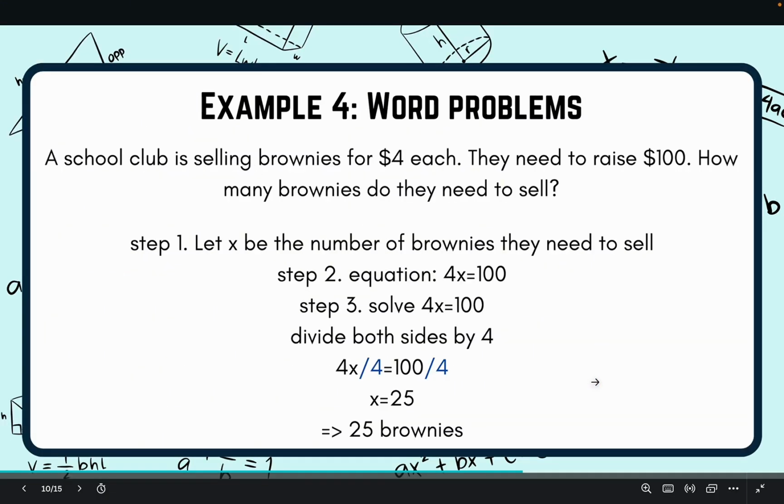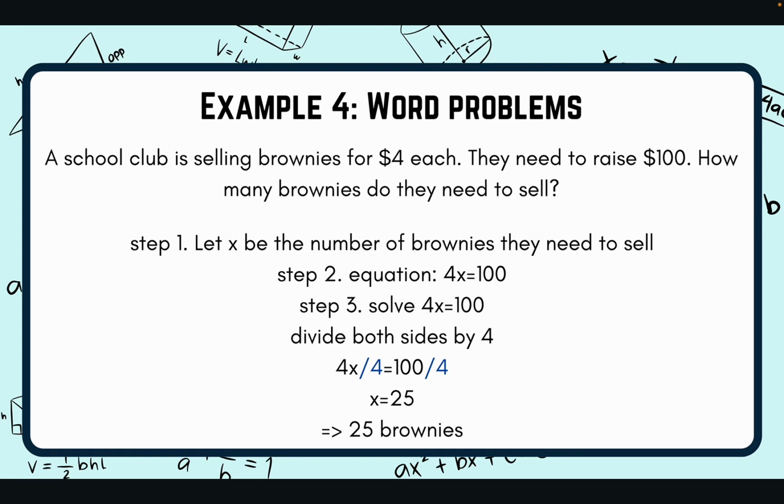Example 4, word problems. A school club is selling brownies for $4 each. They need to raise $100. How many brownies do they need to sell? So for step 1, you first need to set a variable. So let x be the number of brownies they need to sell. Step 2, equation: 4x equals 100. So 4 is the price of a brownie, x is the number of brownies they need to sell, and 100 is the amount of money they need to raise.